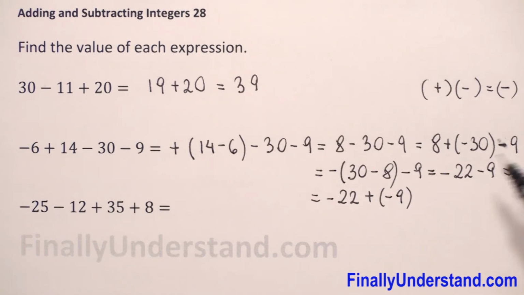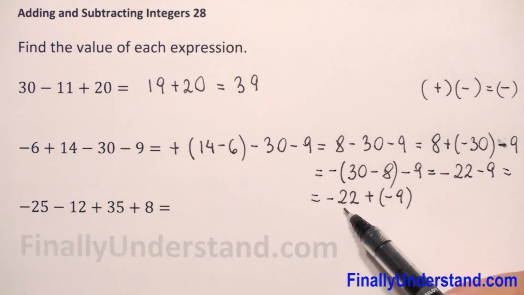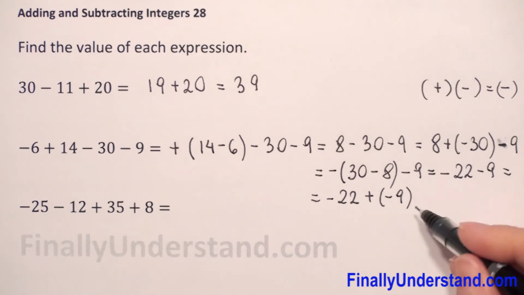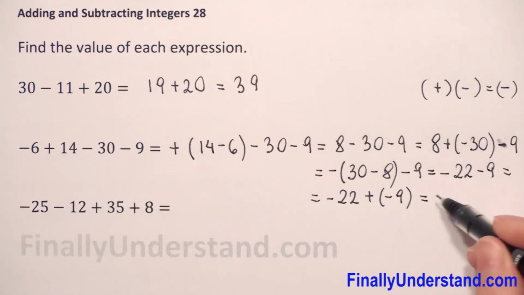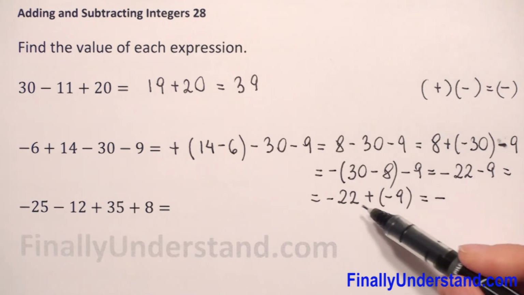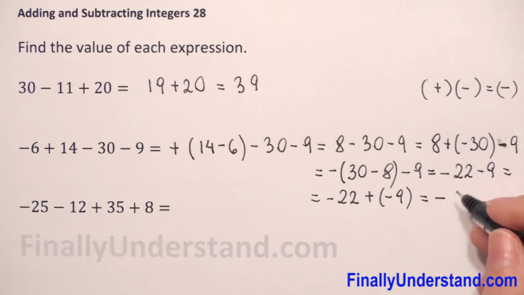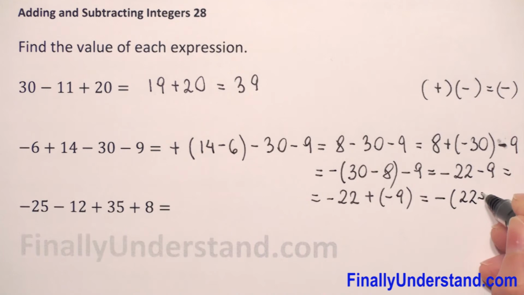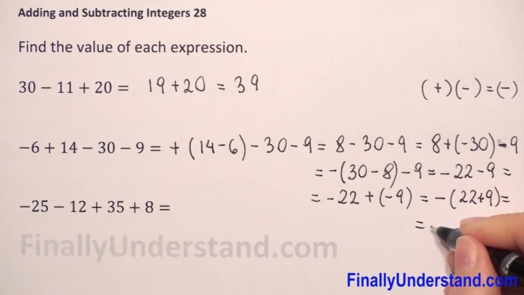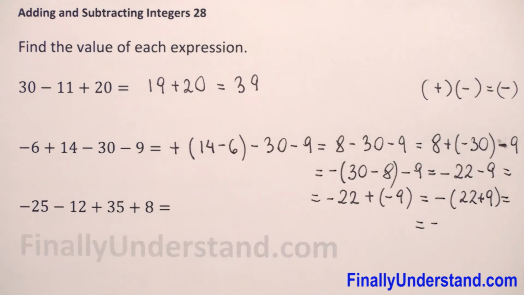We see that we have to just add two negative integers, both of them negative, so we copy negative sign. 22 plus 9 we just add. So this is equal. Negative sign we rewrite. 22 plus 9, so this is equal 31.